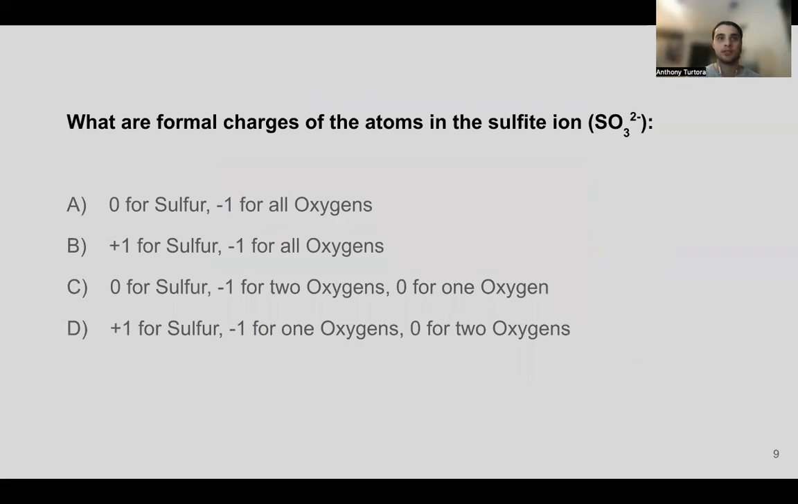All right, so the question here states, what are the formal charges of the atoms in the sulfite ion? So first here, we're going to have to draw out our sulfur compound and determine what our formal charge is. In order to determine the formal charge, the equation is our valence electrons minus the sticks, which are the bonds, minus the dots, which are each valence electron.